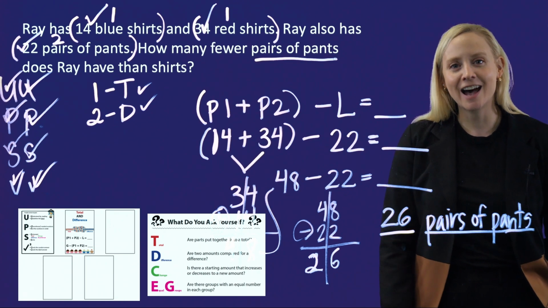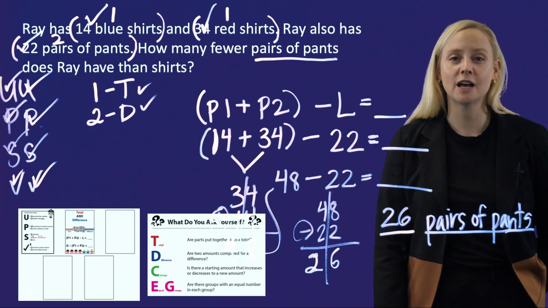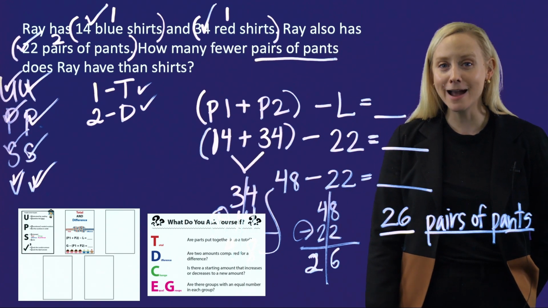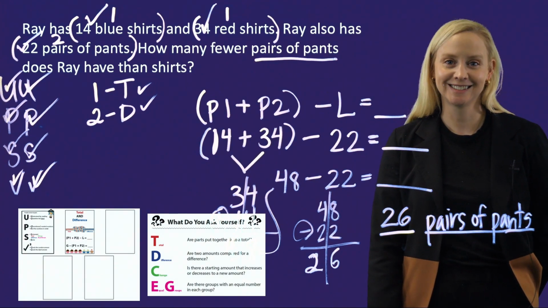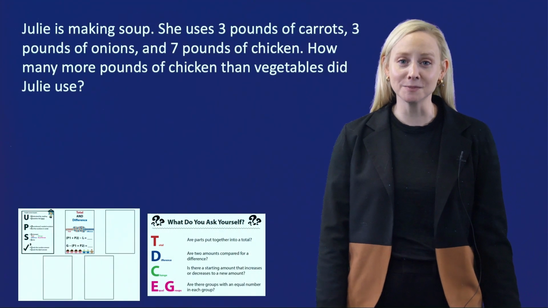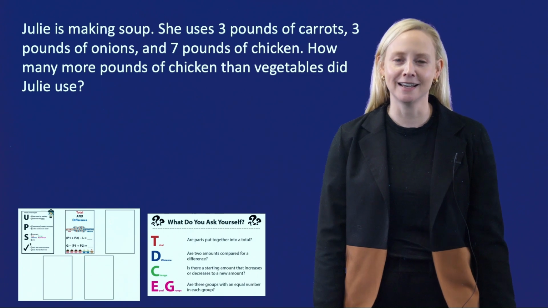Now in the next slide, I'm going to show you what it looks like when we solve a multi-step total and difference problem when our combined amount is the amount that's less. Now let's take a look at a multi-step total and difference problem where our combined amount is less.